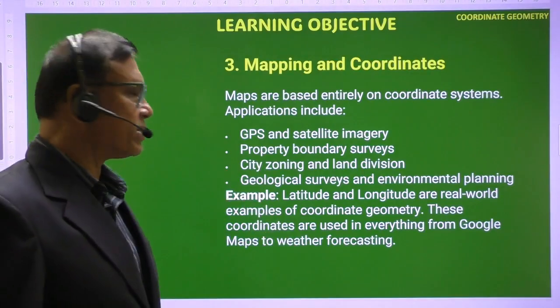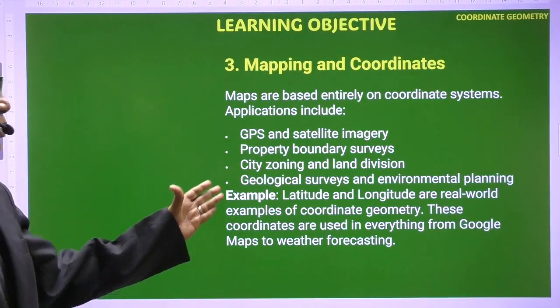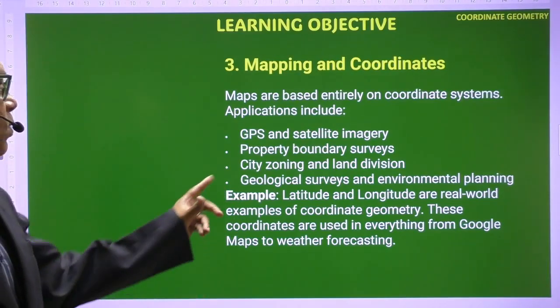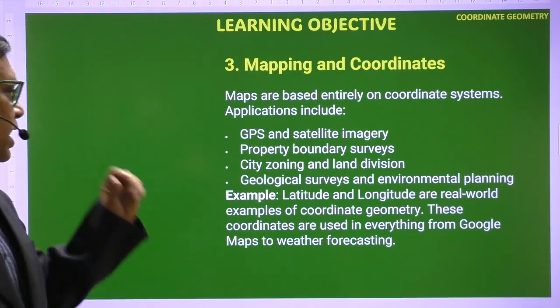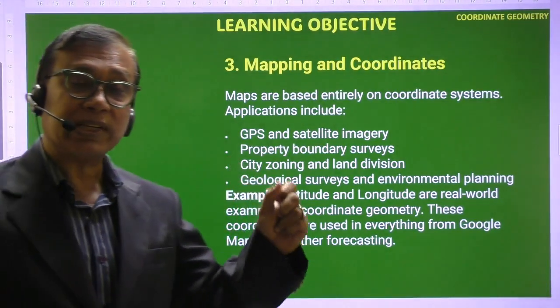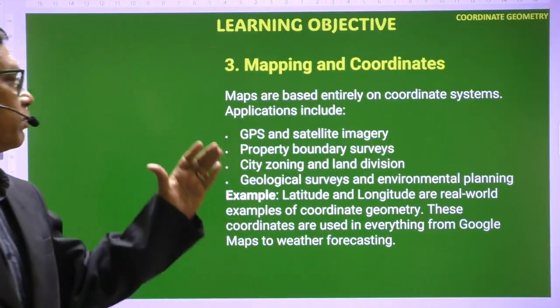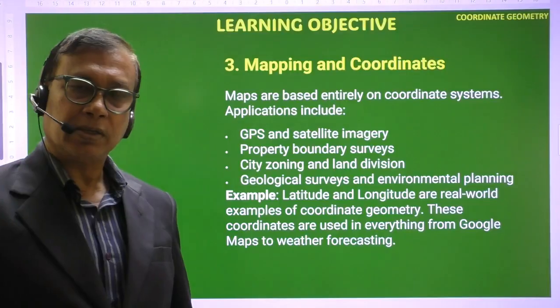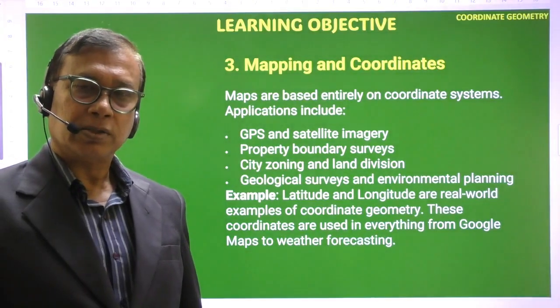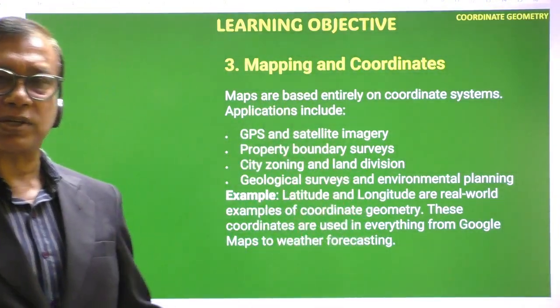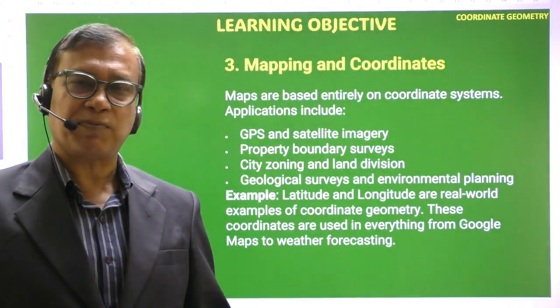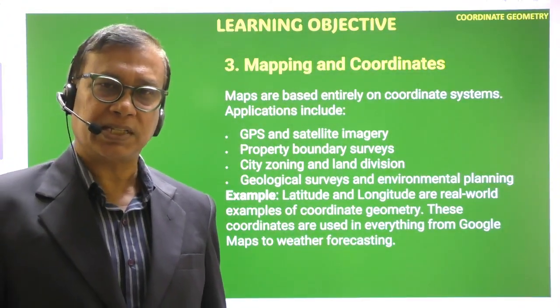One example I can say, latitude and longitude are real world examples of coordinate geometry. These coordinates are used in everything from Google Maps to weather forecasting. So wide application of coordinate geometry in our real life situations. Is it clear?